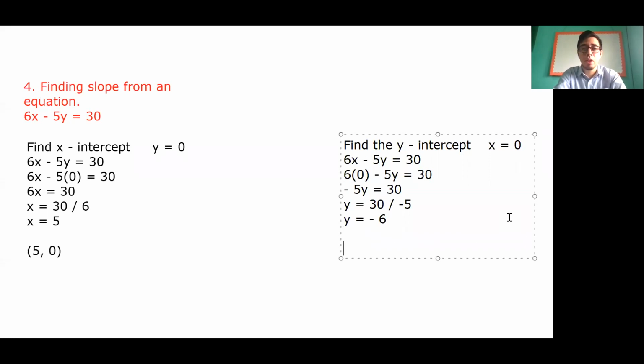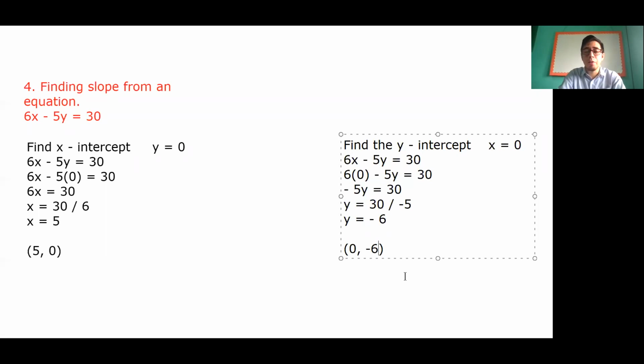In the ordered pair, you can write this. What is the value for the x? 0, right? And the value for y is going to be negative 6. So this is the x-intercept and this is the y-intercept.